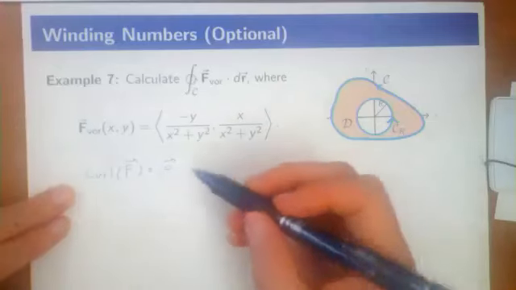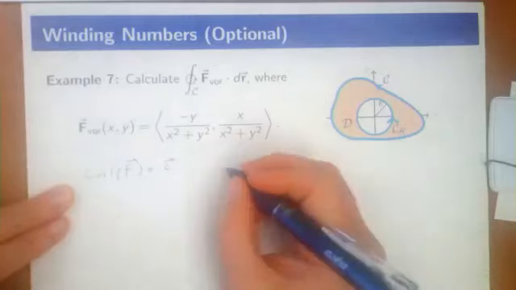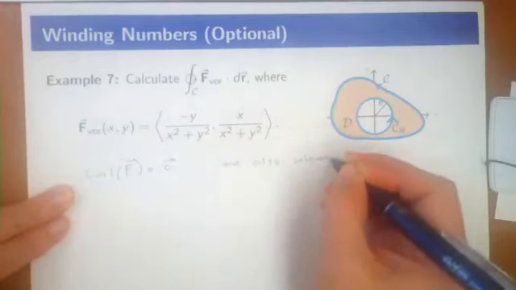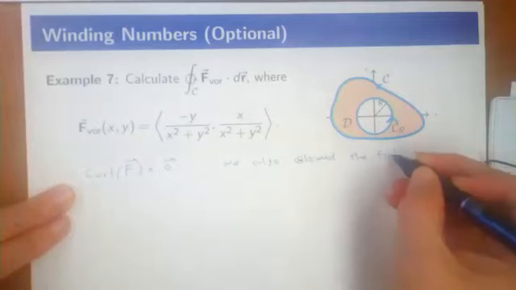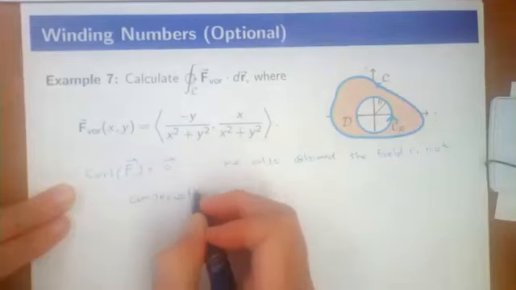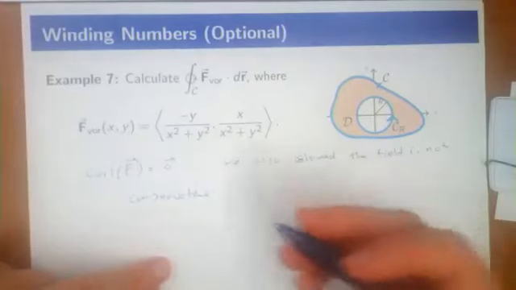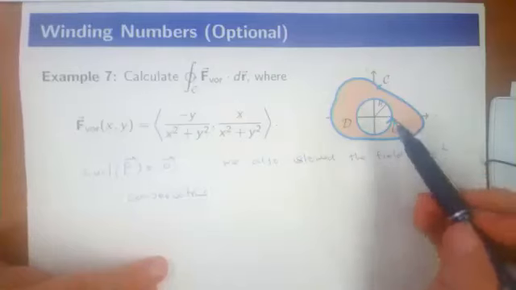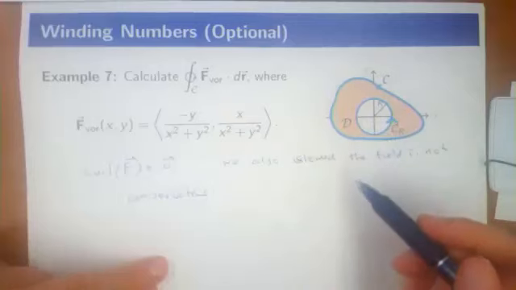This is nice because, even though this vector field is not conservative, as we also showed, we can use Green's theorem to figure out one of the line integrals using the other line integral.